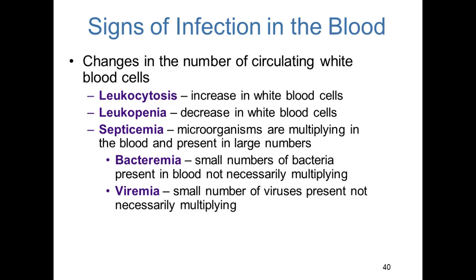Viremia is a small number of viruses present in the blood, not necessarily multiplying. So as far as HIV/AIDS, the virus is going to multiply in white blood cells and other immune cells, and we see very low viral loads, as we call them. We don't see much virus in the blood. The aim of triple cocktail treatment of HIV today is to reduce the viremia, or the viral load, to zero.